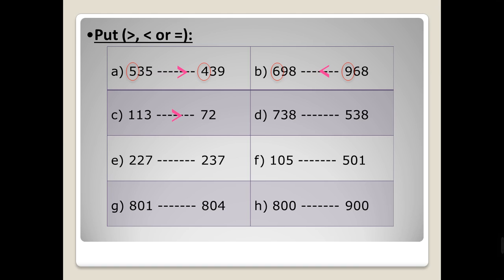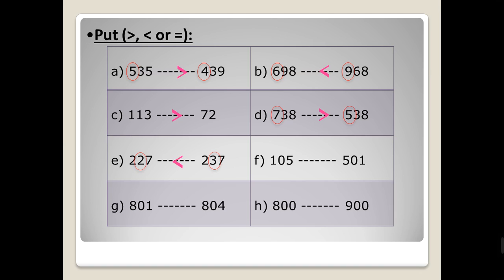Letter D, we have number 738 and 538. Look at the numbers in the hundreds place, 7 and 5. 7 is greater than 5, so 738, yes, excellent, is greater than 538. Letter E, we have 227 and 238. First, look at the numbers in the hundreds place. We have 2 and 2, the same number. So move to the tens place. 2 and 3. 3 is greater than 2, so 238 is greater than 227.